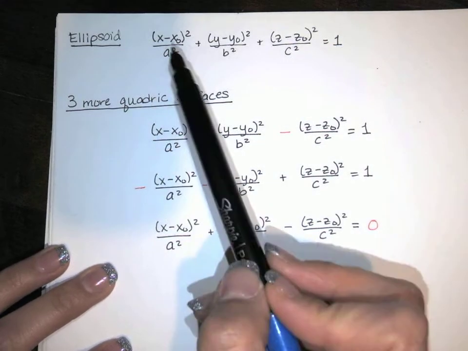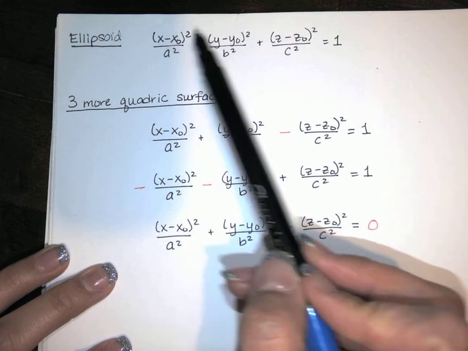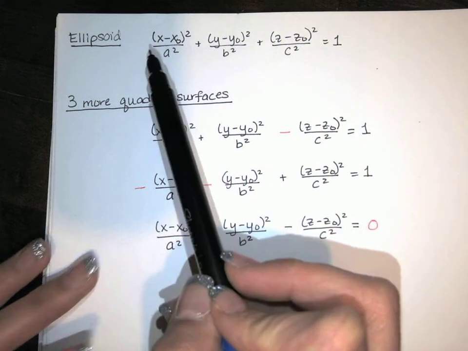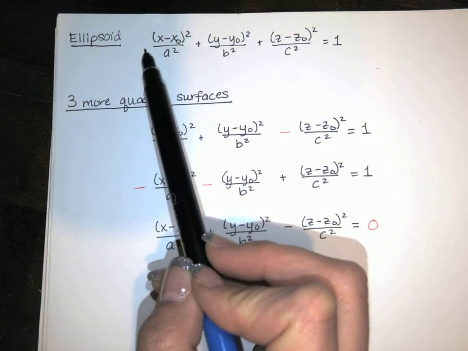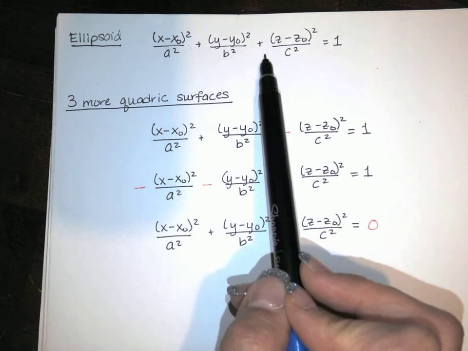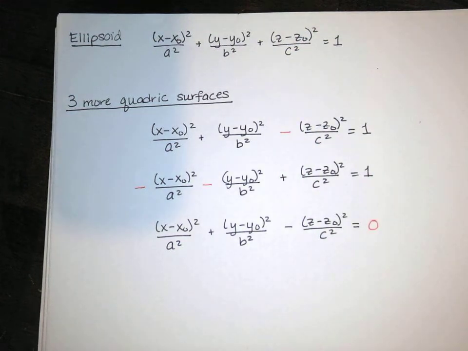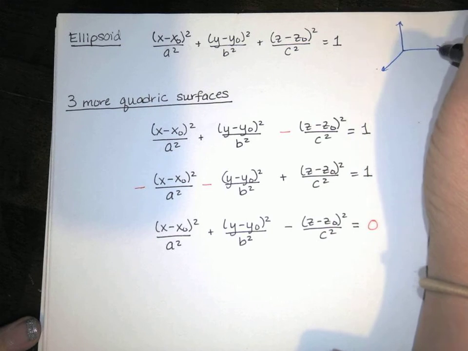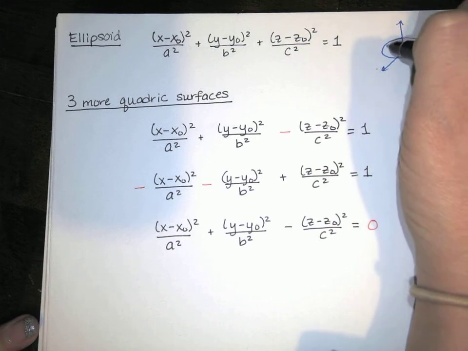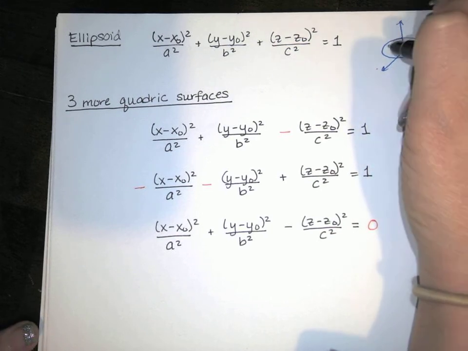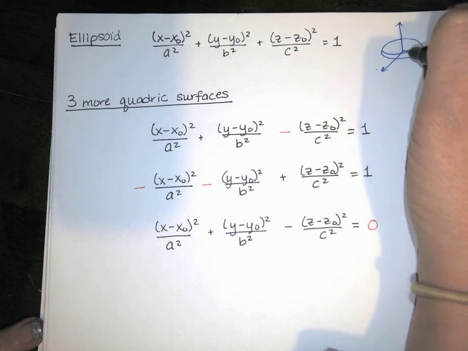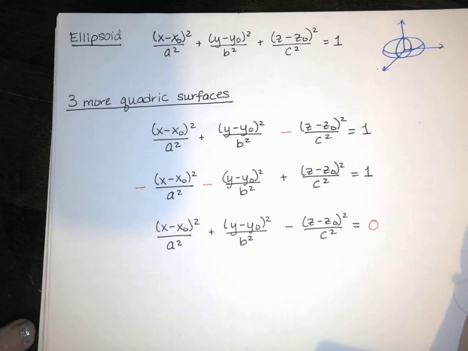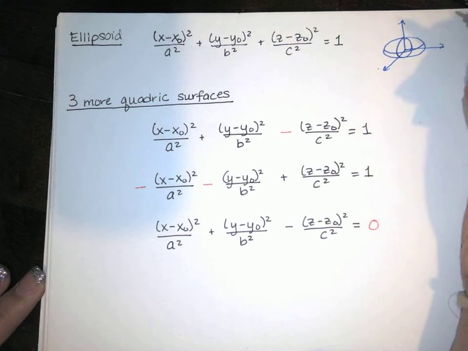Notice with the ellipsoid, you've got an x term squared, a y term squared, and a z term squared. So all 3 variables are squared and we're adding. Each is positive, and we have a 1 on the right-hand side. We saw in the last video that if we do that, we end up with an elliptical cross section in the YZ plane, the XY plane, and the XZ plane. Together, these form an ellipsoid.